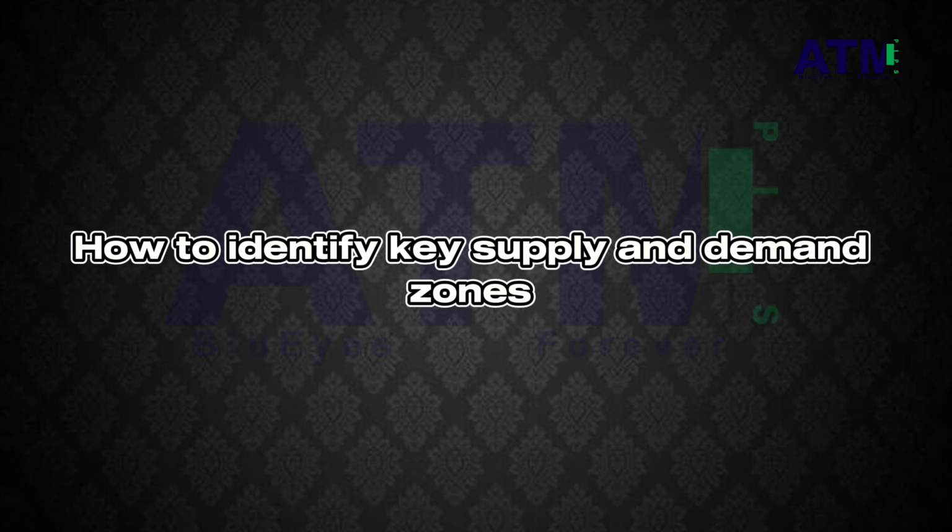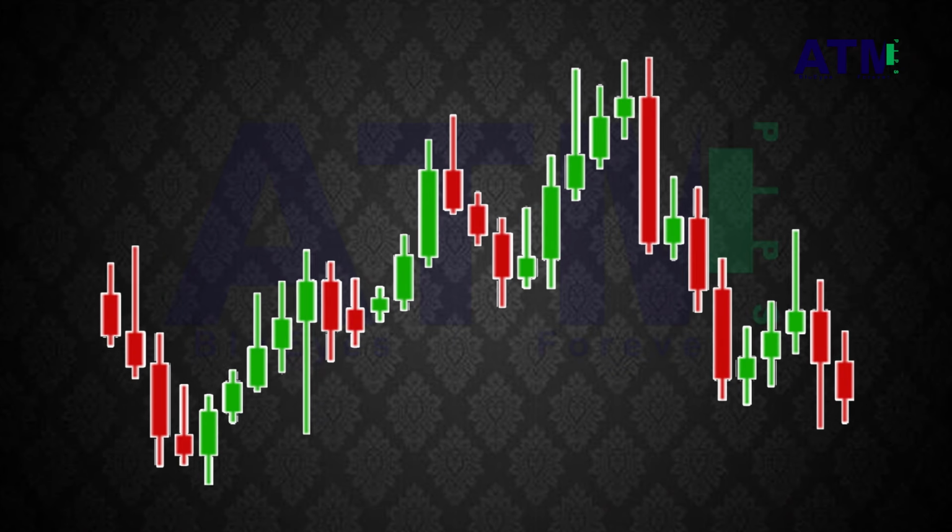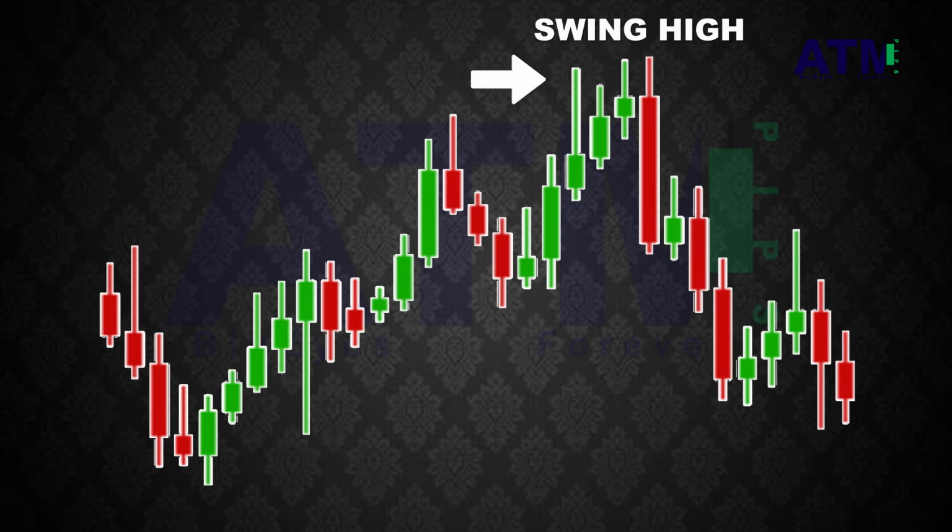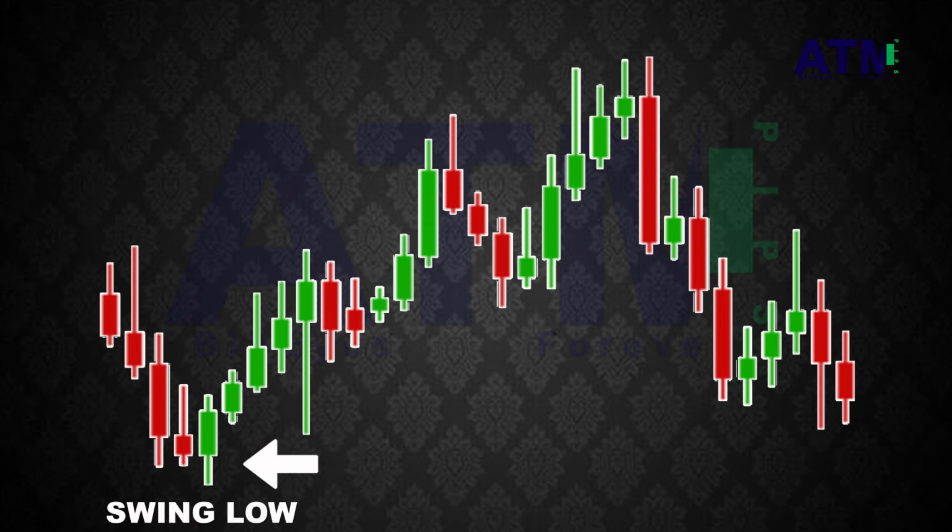Now, let's talk about how to identify supply and demand zones. To do this, we need to look for areas on the chart where the price has previously reversed or consolidated. We can use swing highs and lows to identify these areas. A swing high is a high point on the chart where the price has reversed downward, and a swing low is a low point on the chart where the price has reversed upward.